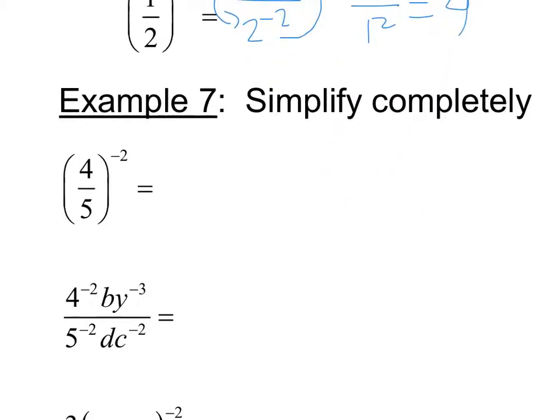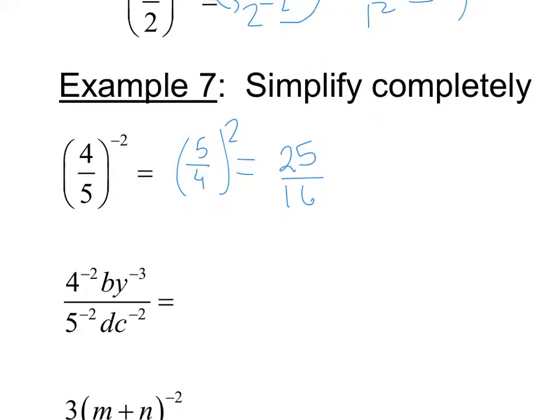So 4/5 to the negative 2 means 5/4 squared. So that would be 25 over 16, because 5 squared is 25, 4 squared is 16. Okay? We need to be able to show this work on tests and quizzes, not just use the calculator.